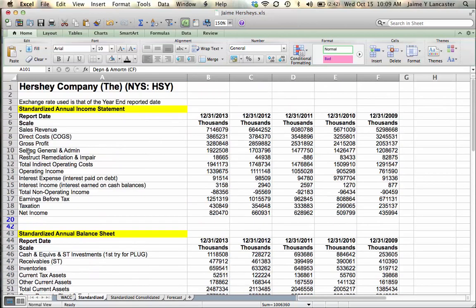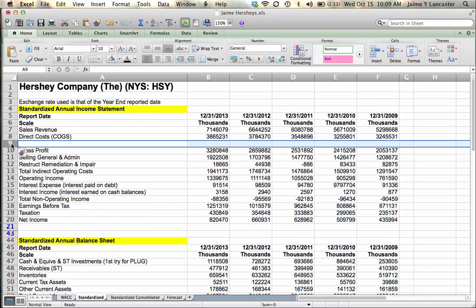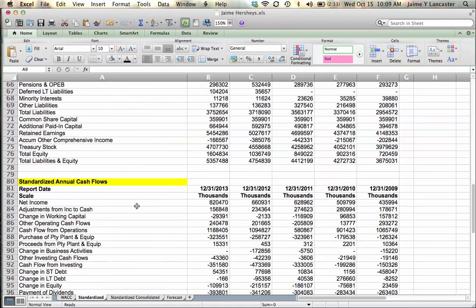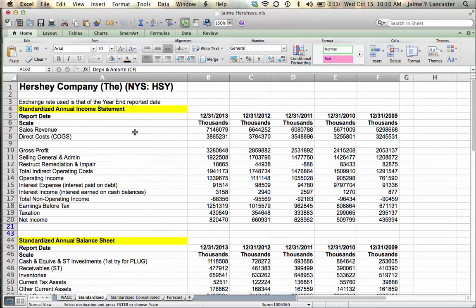So what you do is you come up here, and for most of these companies in Mergent, where they have depreciation and amortization expense hiding is in direct costs. Normally we wouldn't consider depreciation at all a cost of goods sold, but that's how Mergent has it lumped. So you just come down, take your depreciation and amortization row, copy it, and come up here and paste it.